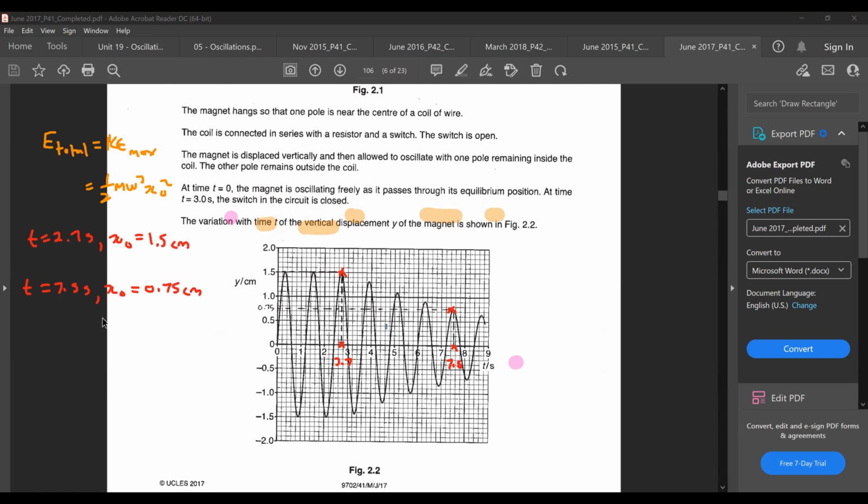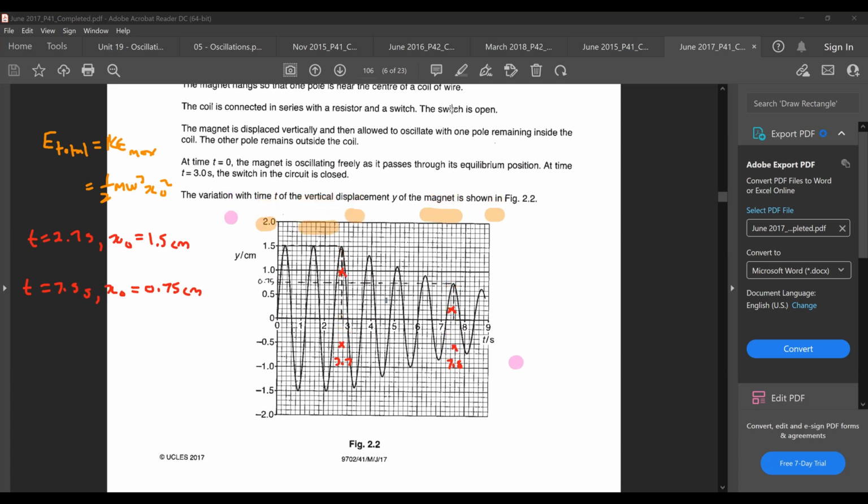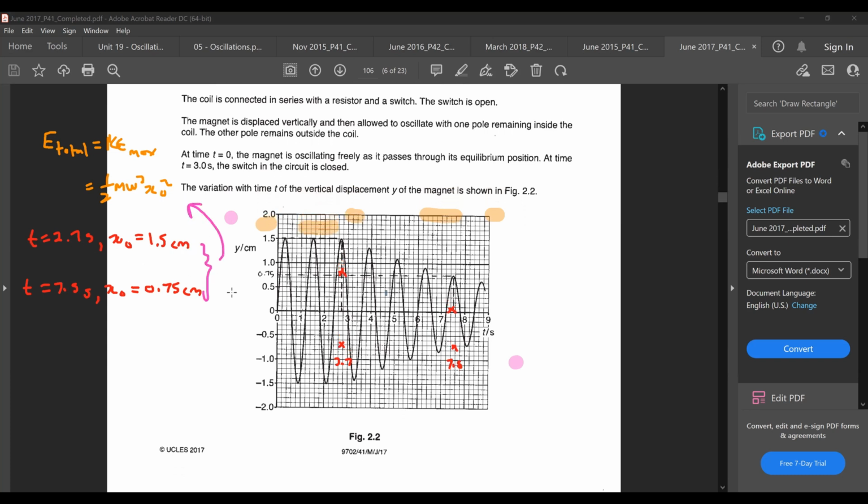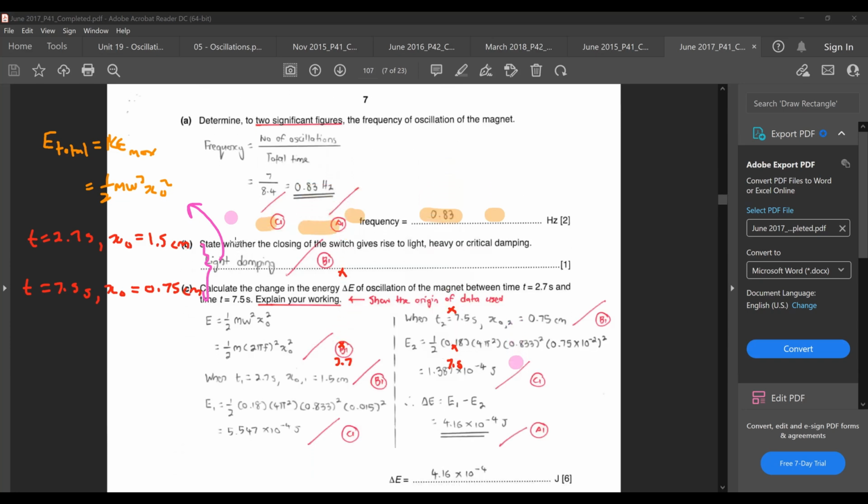So these are the two amplitudes for the two respective timings. All you need to do is sub these two values into this equation and then find out the difference in the energies. That's what you needed to do here.